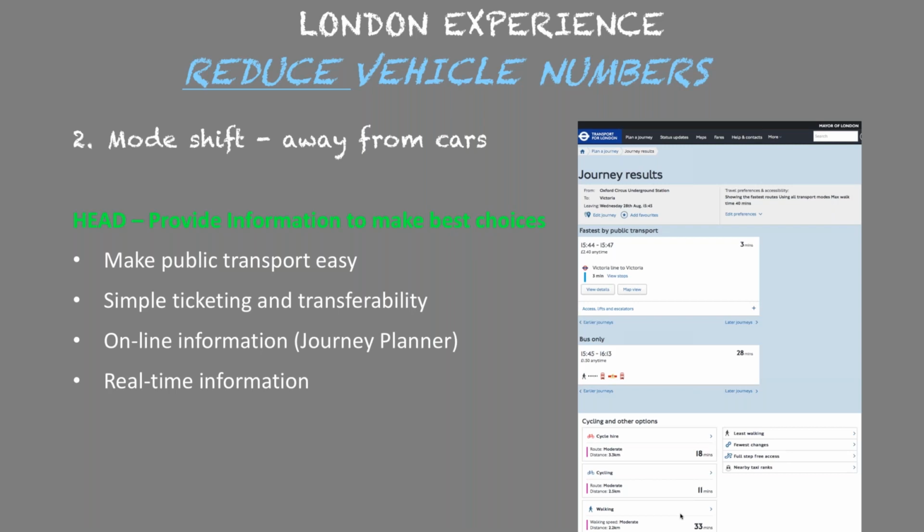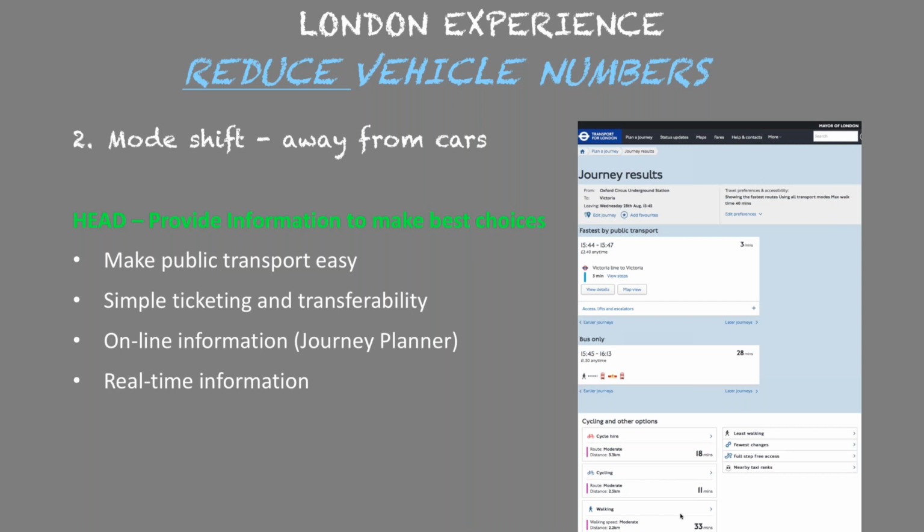But also online information. This blue and white screen on the right shows you that you can key in where you are and where you want to go, and it will tell you the best ways to get there, how long it will take by public transport, which underground or bus you need to take, or if you want to walk or cycle, how long it's going to take and how you do it. So that sort of information is hugely important.